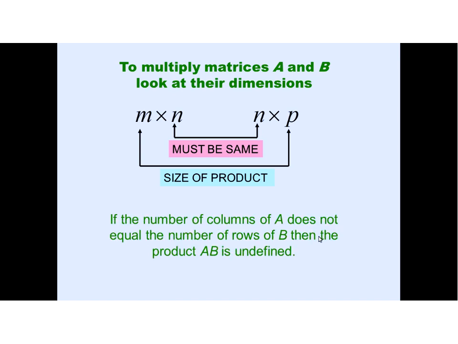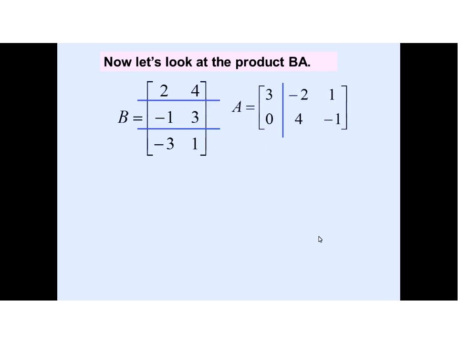If the number of columns of A does not equal the number of rows of B, then the product AB is undefined, or we cannot define it. Now let's look at the product BA. If we are going to multiply B into A, then we choose first row and first column, similarly first row, second column, then first row, third column, and then again second row, first column. In the same manner, we can proceed.